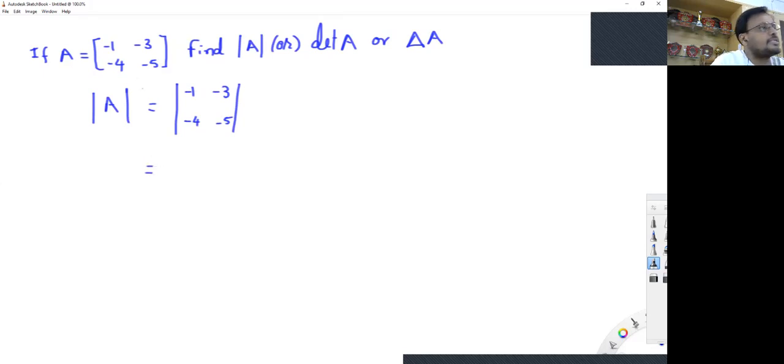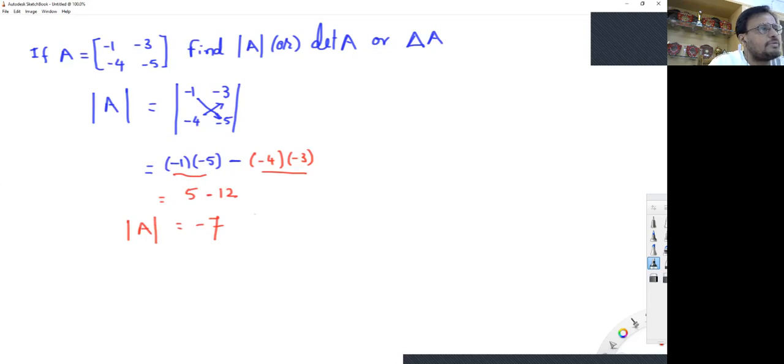In the previous lecture, we discussed how to evaluate a determinant of second order. Here, first we have to multiply these two, that is minus 1 into minus 5. As soon as you complete this first multiplication, put a minus sign and go for the remaining diagonal, which is minus 4 into minus 3. Primary diagonal product minus secondary diagonal product. So this will become 5 minus 12. Therefore, it is equal to minus 7. So the determinant of A is equal to minus 7.